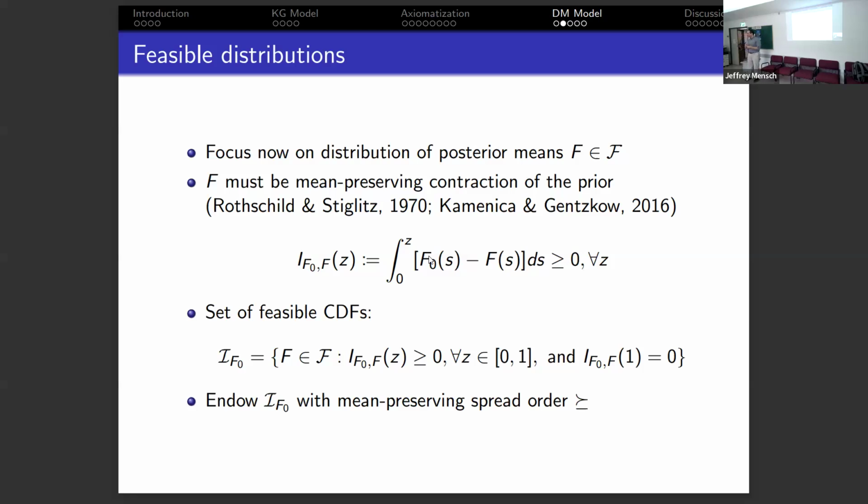That goes back to the 1920s. Yes. There's a sort of folk wisdom here that we worked out the details of this. I think this particular manifestation of this is from Rothschild and Stiglitz, but sometimes other people cite other papers. So we're going to define the set of feasible CDFs as basically the set of distributions that satisfy this inequality for all points between 0 and 1.